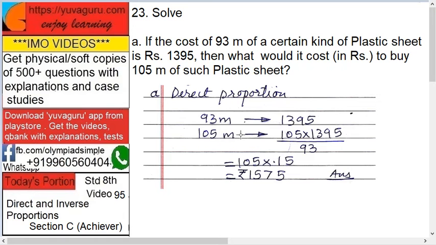So cross multiply simply: 105 into 1395 upon 93. And the answer is 105 into 15. Sorry, it's not point, it's directly 15. So 105 into 15, 1575 would be the required cost.